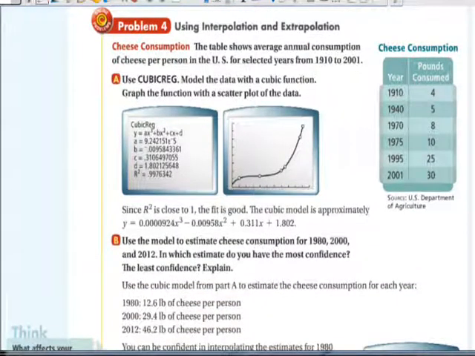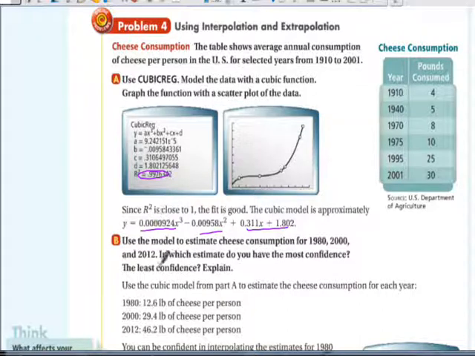So how do we use them? The table shows the annual consumption of cheese per person in the United States for the years 1910 to 2001. So we use a cubic regression, model the data with a cubic function, and graph the function with a scatter plot of the data. So here's the scatter plot and all that. Since r squared is close to 1, it's a good fit, and the cubic model is approximately this. So this is just all calculator stuff so far.